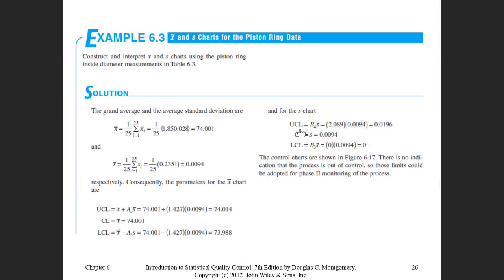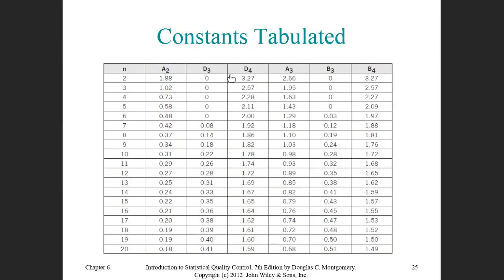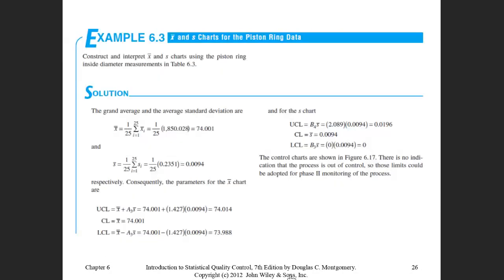For the upper control limit for the S chart, we will use B4 times the average of standard deviation. The B4, again from the table here, for 5, will be 2.089, which is 2.09, or 2.1, the same depending on the rounding you are using, times the 0.0094, which is the average of standard deviation. B3 will be 0 from the table, so the lower control limit for the standard deviation is 0.